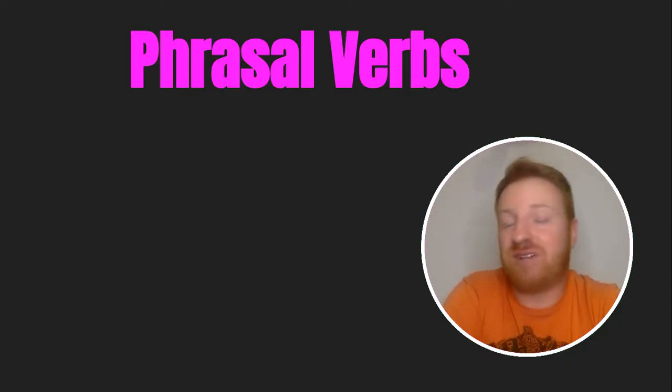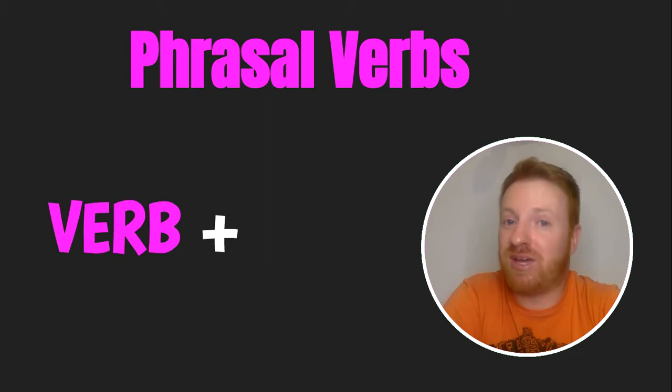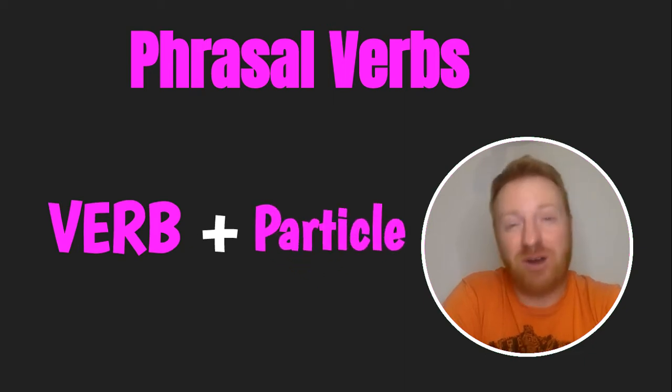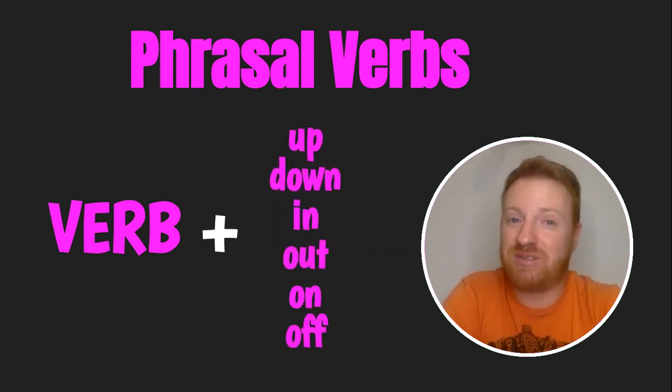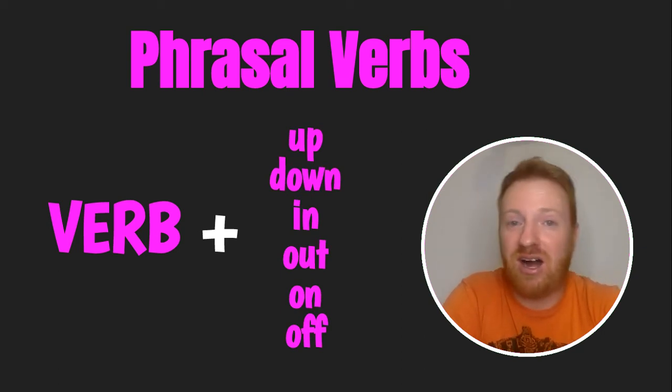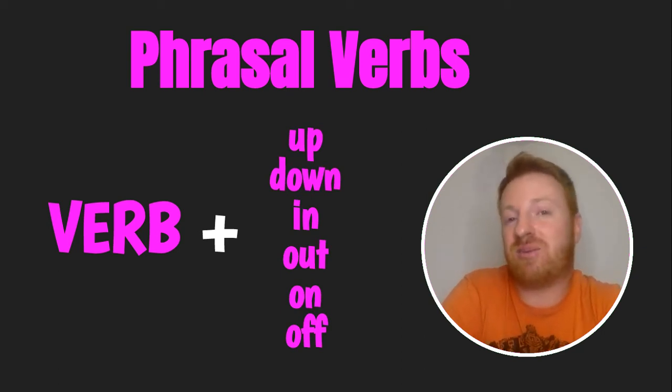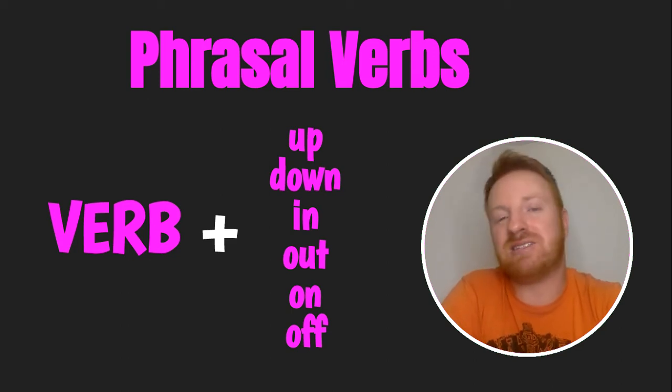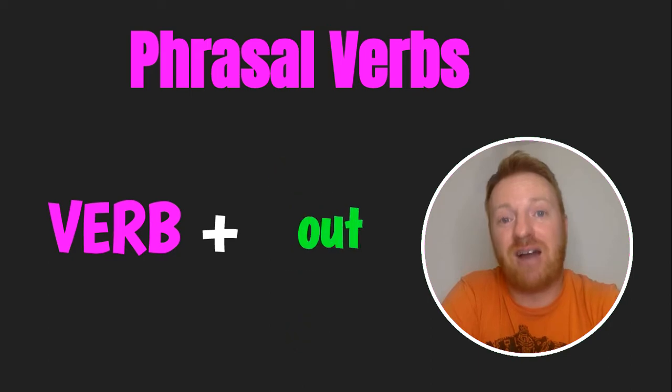Now remember, a phrasal verb is a verb and a particle. A particle is basically just a preposition. For example, in, out, up, down, off, on, all of these are particles that we use, but today's video is focusing on phrasal verbs that use out as the particle.